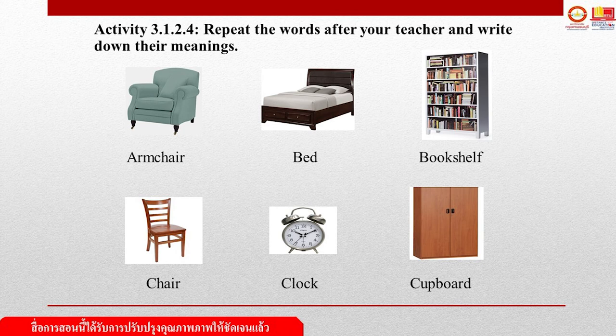So, we have different kinds of houses. We have cottages, villas, bungalows, detached houses. Now, in your house, you have furniture. You have a sofa, an armchair, a bed, a bookshelf, a chair, an alarm clock, and a wardrobe. We say armchair, bed, shelves, chair, clock, and wardrobe.